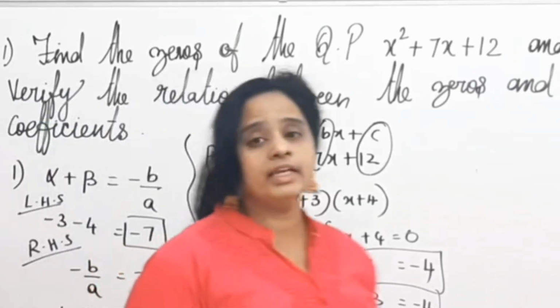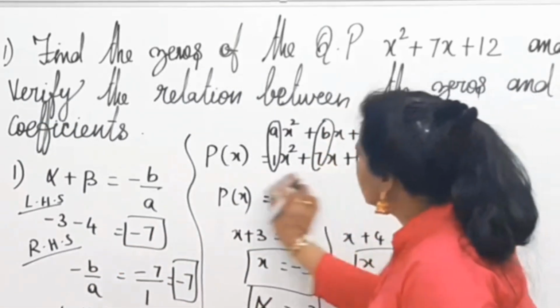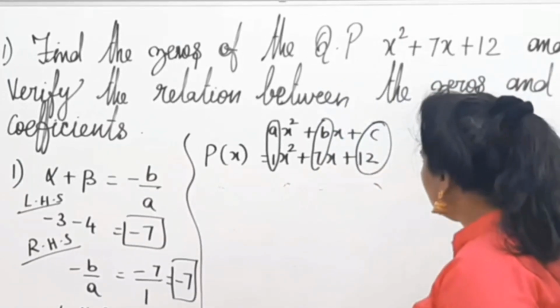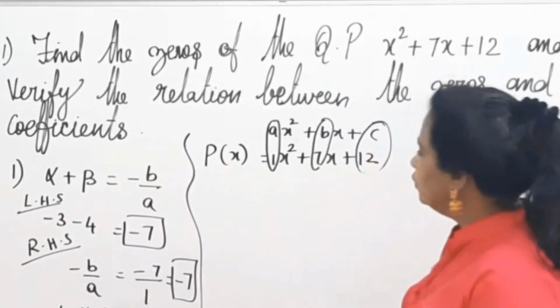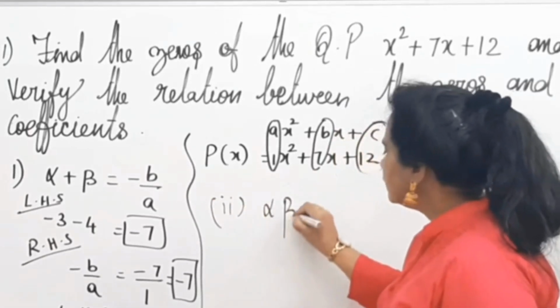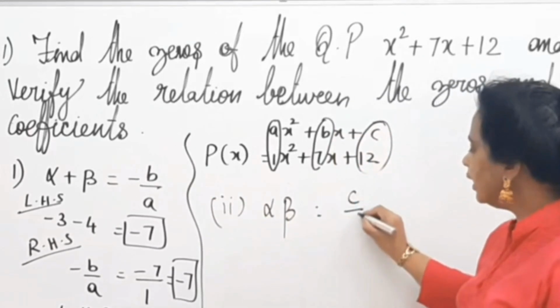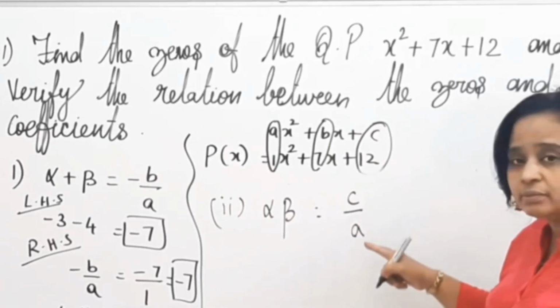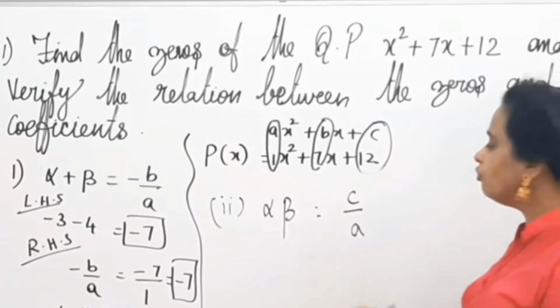Now we move on to the second relation. What the second relation says: alpha beta is equal to c by a. The product of zeros is equal to the constant term divided by the coefficient of x square.